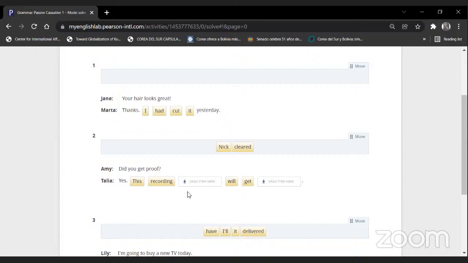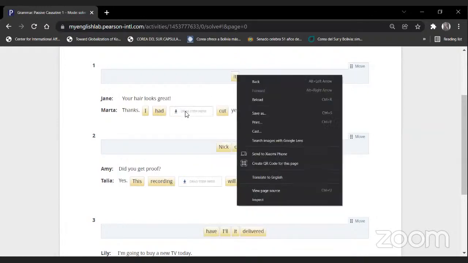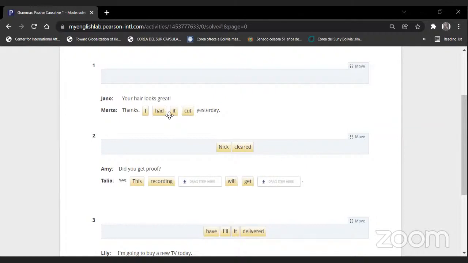Remember, Gaby, that for example, in number 1, the structure: subject, the verb had, and after had, the object, right? And after the verb. Always between those, the verb and the auxiliary, always the object. Perfect.